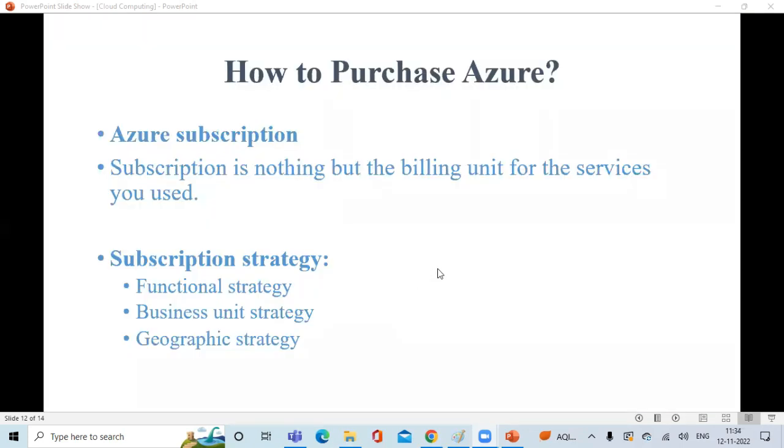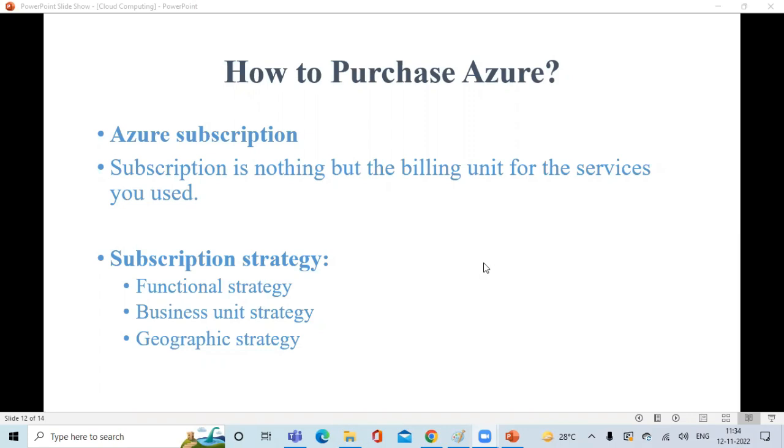Now, in order to get those services, what do you require? You are required to purchase Azure. You need a subscription. Now, what is meant by subscription? Can anybody tell me about that? Access to the services.